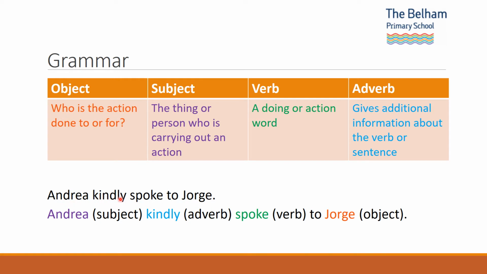So I have an example down here. In the sentence, Andrea kindly spoke to George. Andrea is our subject because she's the person who is carrying out an action. Kindly is our adverb because it's telling us how she spoke to him. So kindly is giving us additional information about the verb. Spoke is the verb, that's the action or the doing word for what Andrea is doing in the sentence. And then George is the object because he's the person being spoken to in this case.